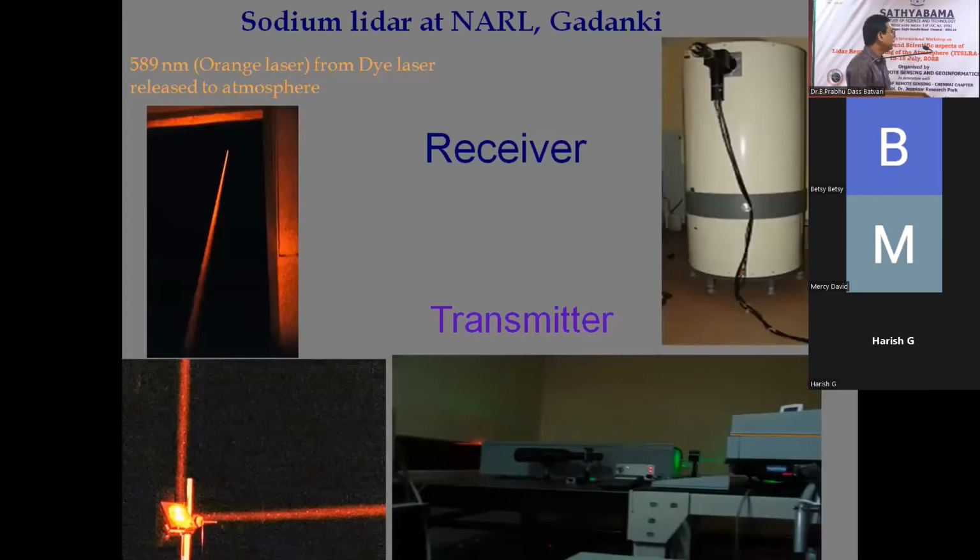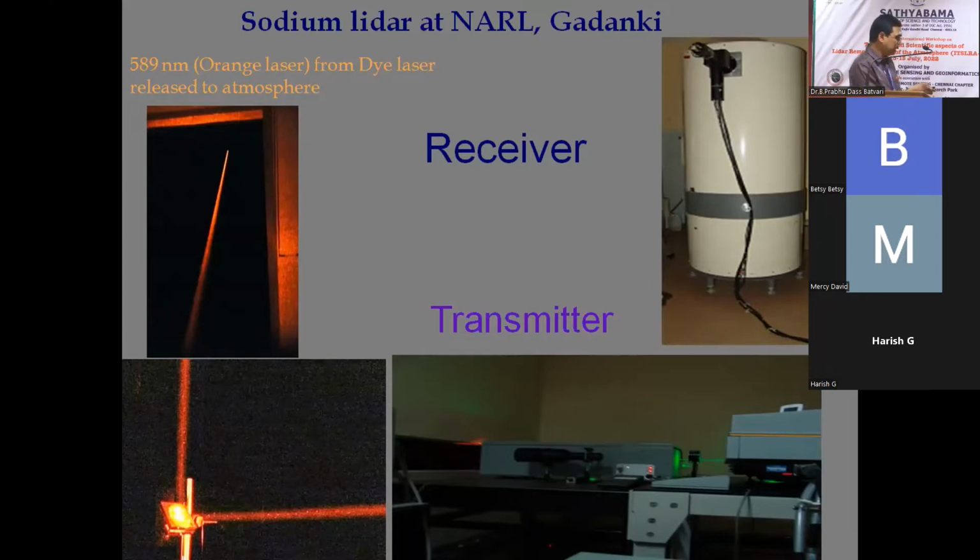And this is a sodium lidar, typically at the National Atmospheric Research Laboratory, Gadanki. Yesterday Jayaraman sir had explained about Rayleigh scattering, Mie scattering and so on. This sodium lidar is a monostatic configuration. Monostatic configuration means the receiver and transmitter are separated by less than 2 meters or less than 5 meters. That's why it is a monostatic configuration.